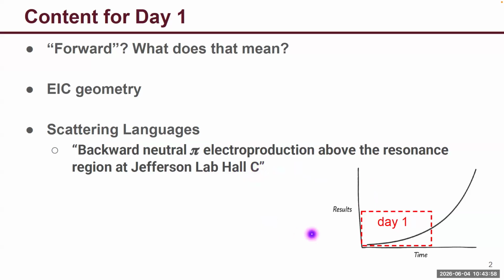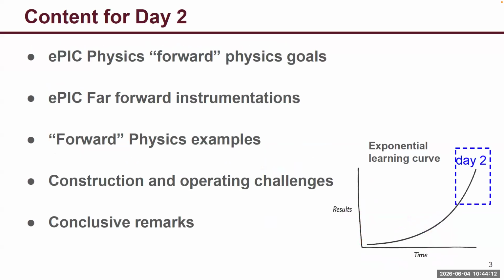So day one, this is a typical exponential learning curve. We're going to cover this part here, going at a slow pace, starting with something this simple. And then on day two, I hope that we're going to run straight into EIC physics to look at some examples of this forward physics and also the forward physics goals. And also, we have the far forward instrumentation, then some examples, some operation challenges, then we draw some concluding remarks. So that's day two.